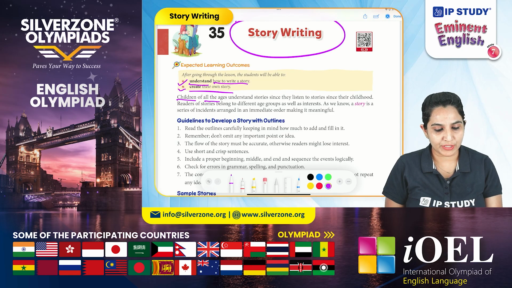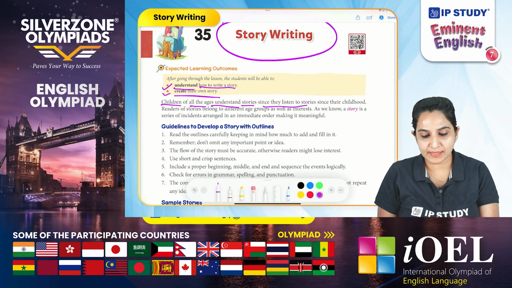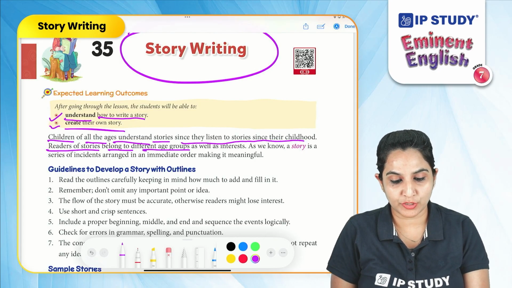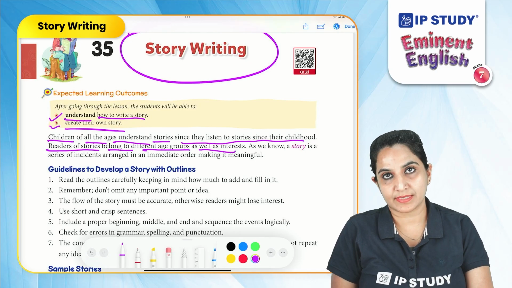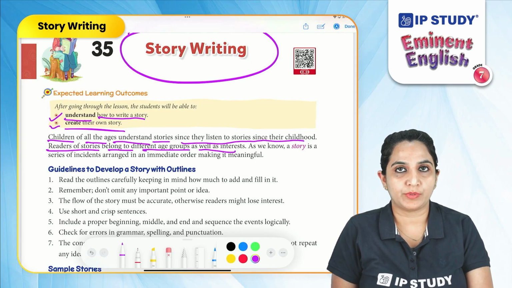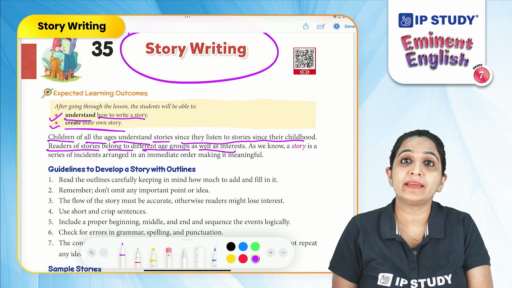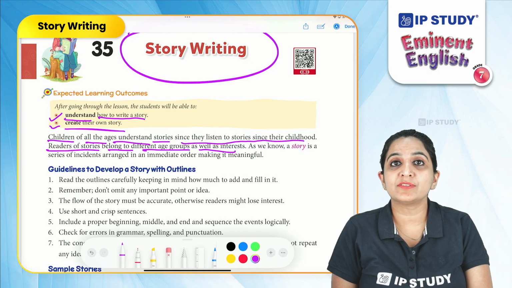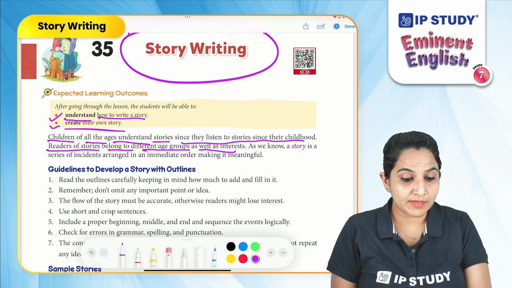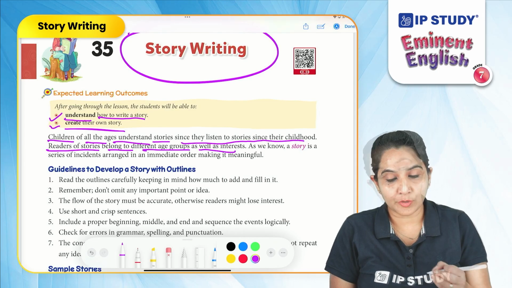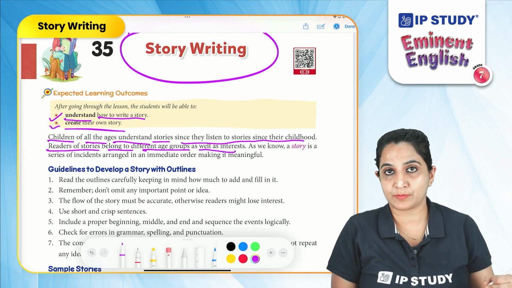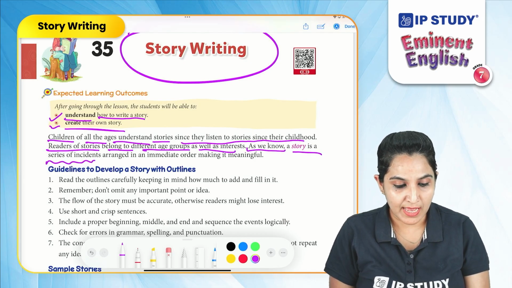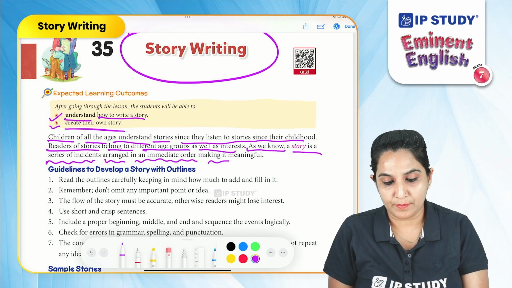Children of all ages understand stories since they listen to stories since their childhood. Readers of stories belong to different age groups as well as interests. There are different genres of stories. That means stories are also divided and classified on the basis of interest, on the basis of language, on the basis of interest in the subject. So readers belong to different age groups and their groups are divided as per their age group and as per their interests.